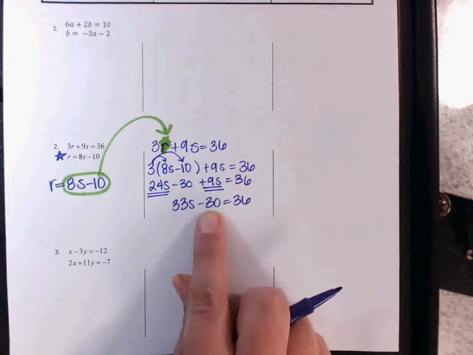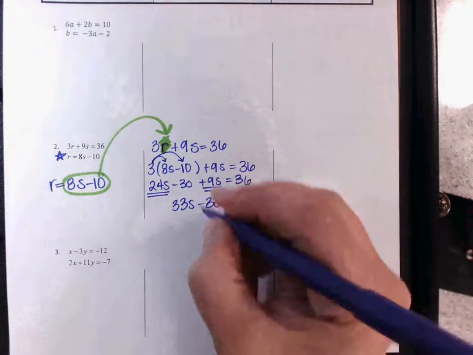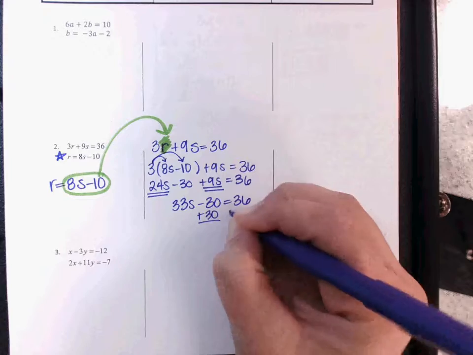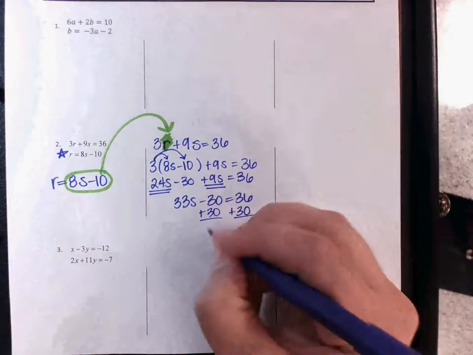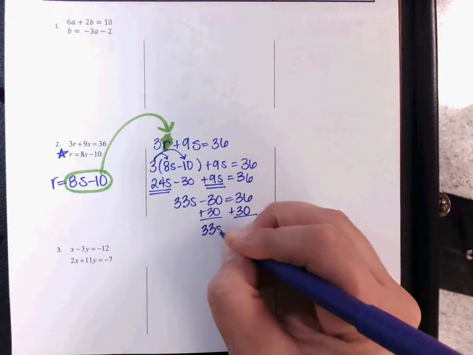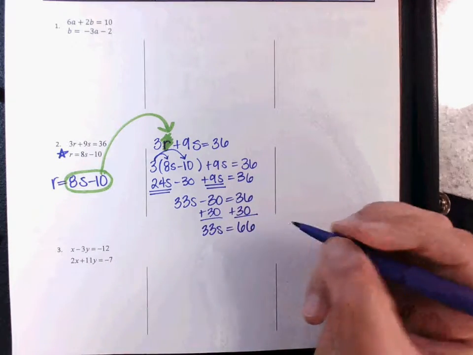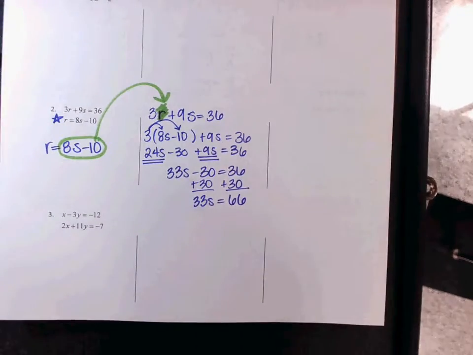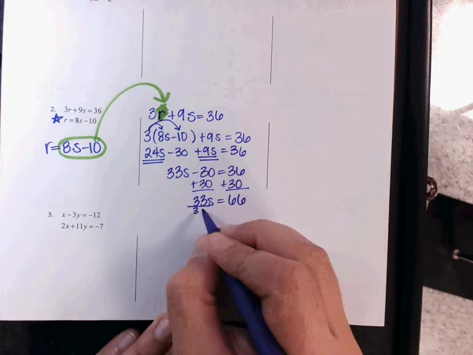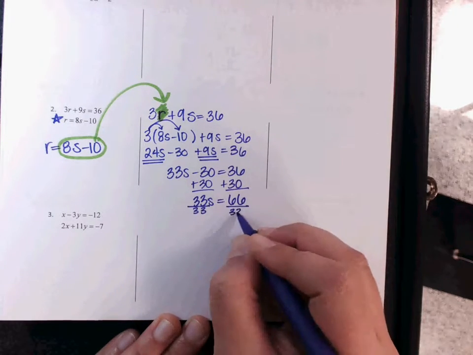What do I do with the minus 30? Add 30. Good. What is 36 plus 30 on the right side? So I have 33s equals 66. Then last step, how do I get rid of a number right in front of s like that? Divide. And when you divide 66 by 33, what do you get? 2.